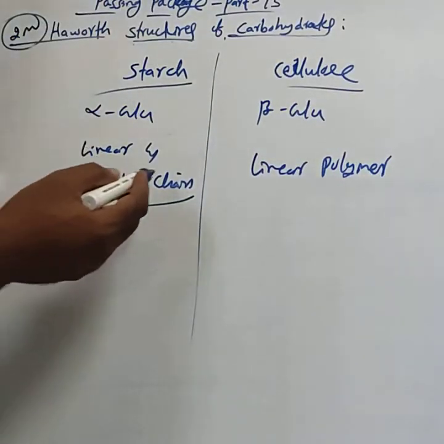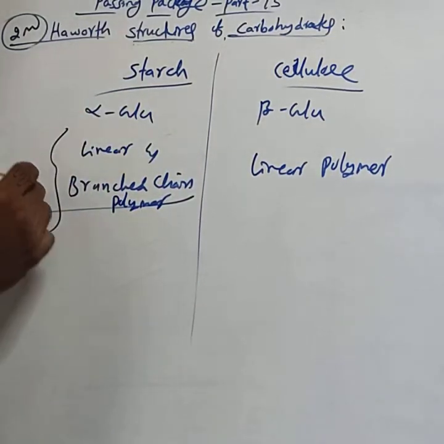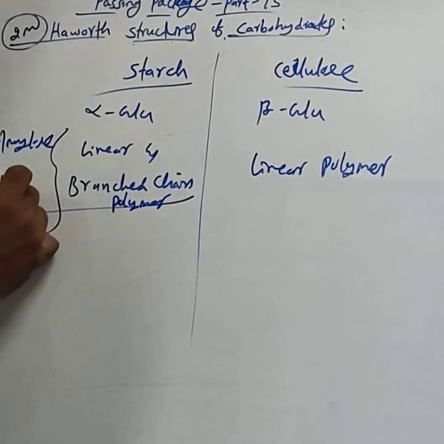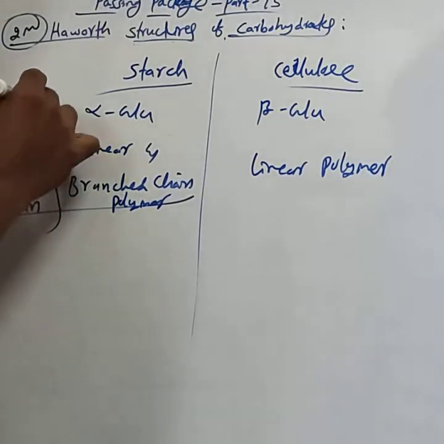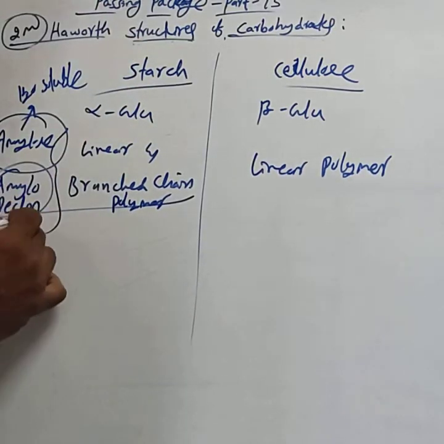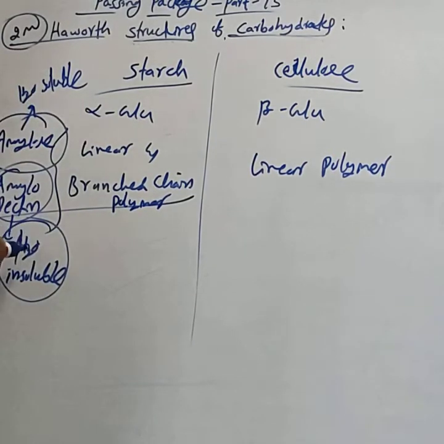Starch is both a linear and branched chain polymer, because starch is made up of amylose and amylopectin. For 1 mark it is most important. Amylose is the water soluble component. Amylopectin is the water insoluble component. Amylose has the linear structure. Amylopectin has the branched chain structure.